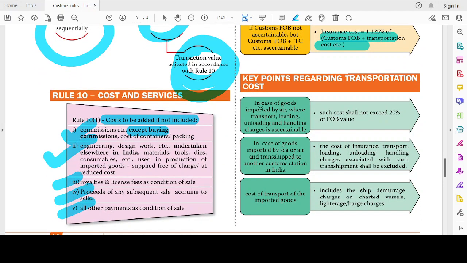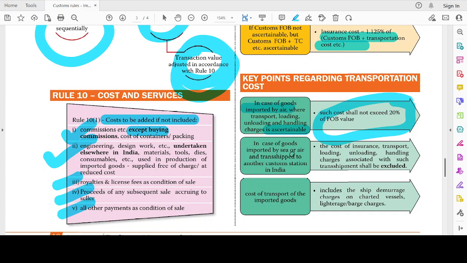In case of goods imported by air, where the transportation, loading, unloading, and handling charges are ascertainable, such value shall not exceed 20% of FOB value. Generally, only if the FOB value is not ascertainable, we will apply 20%. But for goods imported by air, the aggregate of the transporting, loading, unloading, and handling charges shall not exceed 20% of FOB value, even though it is ascertainable. So, even though the value is given, you have to check whether it is greater than 20%, then you have to take only 20%.